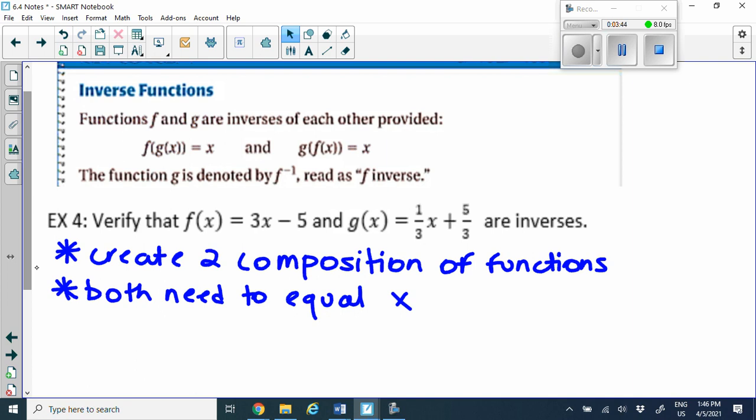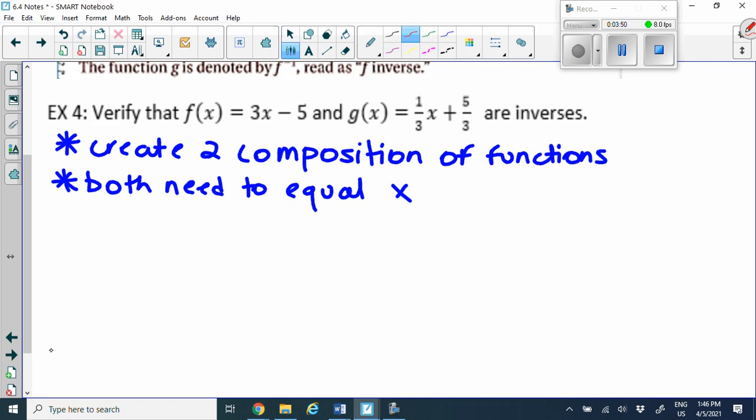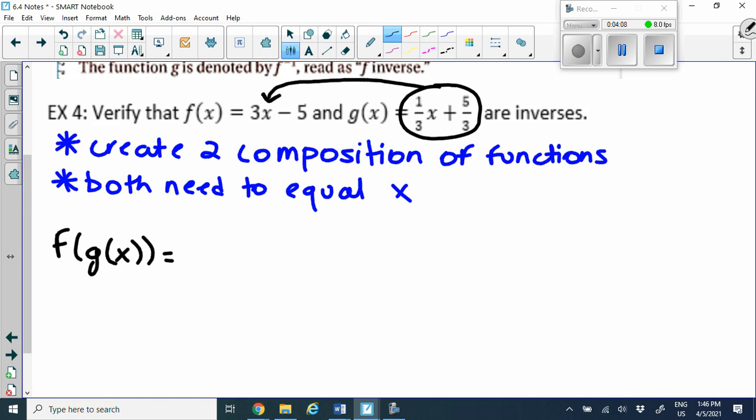Okay, so let's go ahead and do that for these problems. Our first one we're going to do is f of g of x. We have already practiced doing composition of functions, so this should be a nice review. g of x is our inside function. So we're going to take the 1/3 x plus 5/3, and wherever we see x in our f of x function, we're going to replace it. So I have 3 times 1/3 x plus 5/3. Now don't forget on our f of x function, we have the -5 at the end. A lot of times students forget that other part, but make sure you have that.